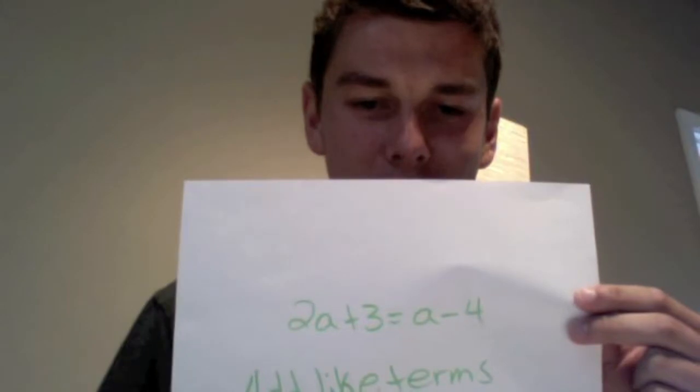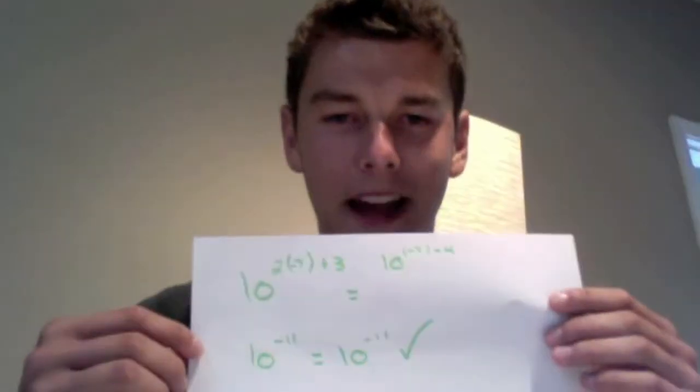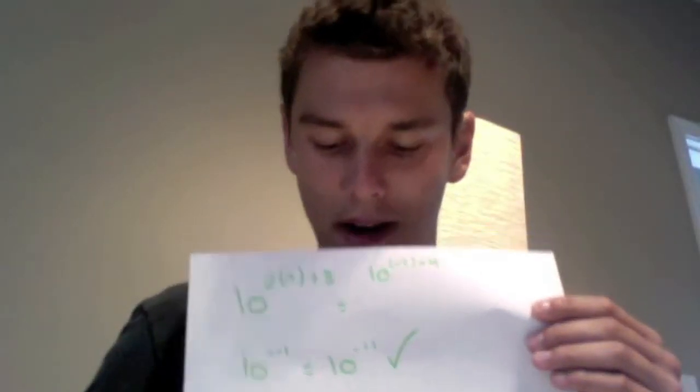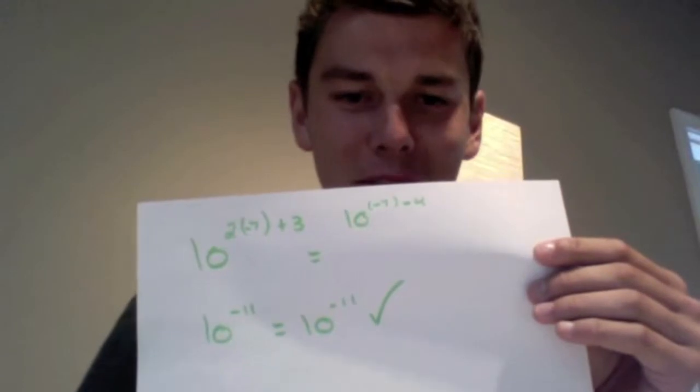You just have to add the like terms. By solving for a, you should get the answer -7. To make sure that -7 is the right answer, plug it back into the original equation where the a's are. And there you have it. They do equal each other.